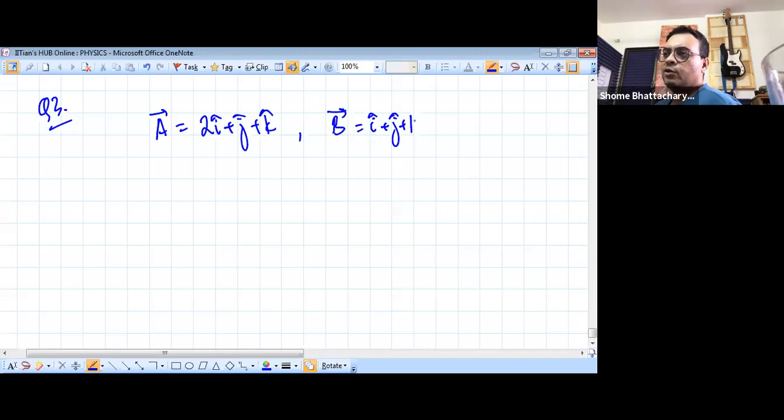Now see, none of the options have anything to do with both A and B. So how to find the angle between two vectors? Use dot product method. Cos theta is equal to A dot B divided by magnitude of A into magnitude of B. This is the best way to find the angle between two vectors. This is written in your notes as one of the applications of dot product. Okay, Rusba, is this clear?